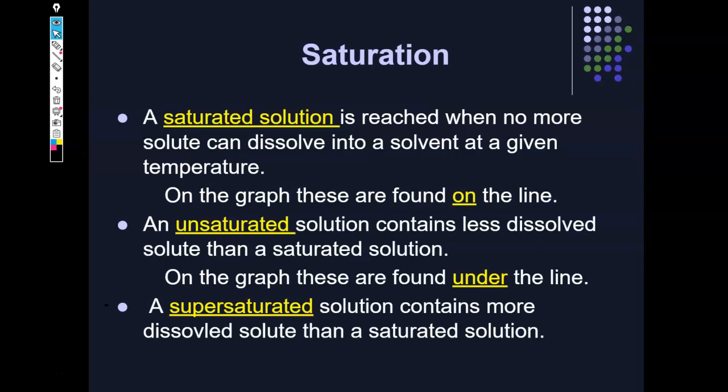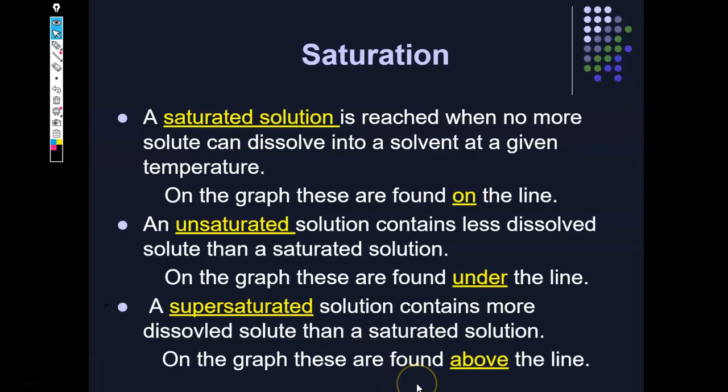An unsaturated solution is a solution that contains less solute than a saturated solution. In other words, that means that I could still add more solute to it. That sweet tea could still have more sugar dissolved in it. As we refer to these, we're going to refer to them as they are found on a graph. Finally, a supersaturated solution contains more dissolved solute than a saturated solution.